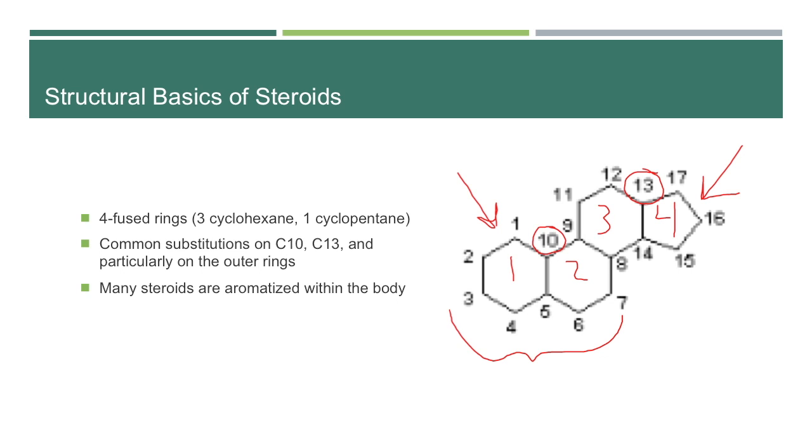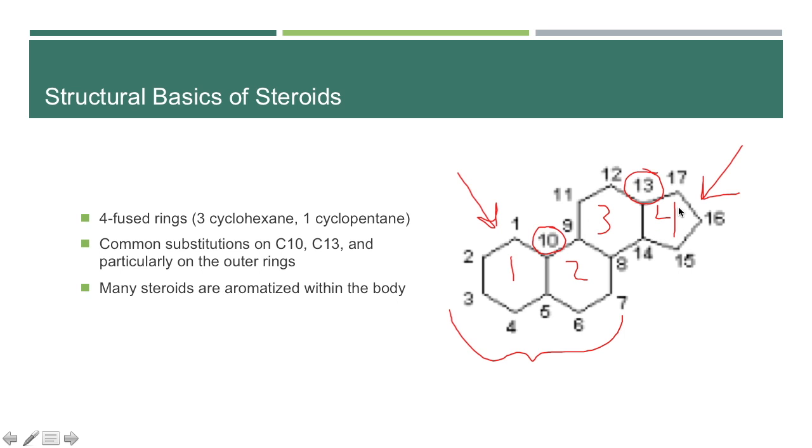Steroids can serve a variety of different purposes in the human body, so overall they're too large of a topic, but steroids in general are composed of 4 fused rings: 3 cyclohexane rings, as well as 1 cyclopentane ring. The cyclohexane rings are labeled 1, 2, and 3, and the cyclopentane ring is labeled 4.